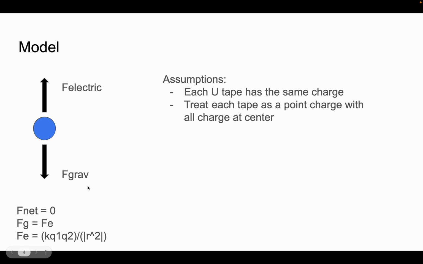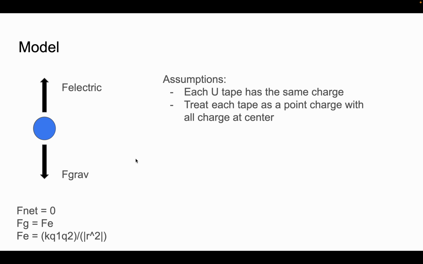Since there's no change in momentum in the y direction, these forces are equal to each other. We can easily calculate the gravitational force using the mass of the tape and the gravitational constant on Earth. From there, we can calculate the magnitude of the electric force because it's the same, and then using Coulomb's law, isolate the charge of that piece of tape.